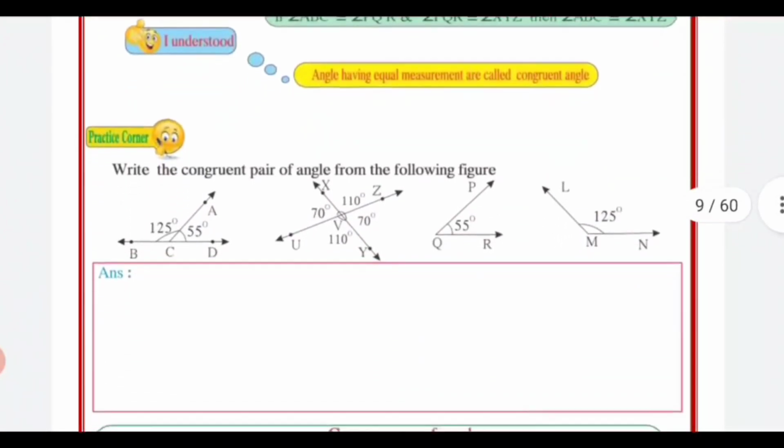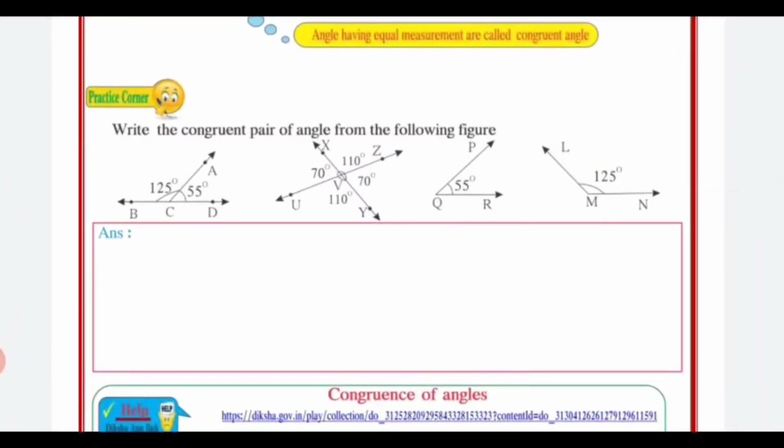We have to solve this practice corner. These 4 figures are given to us, and we have to solve these figures. That means we have to write their answers from the figures. We have to observe the figures very carefully, and we have to write the pairs of congruent angles. So let us do it in our notebook.